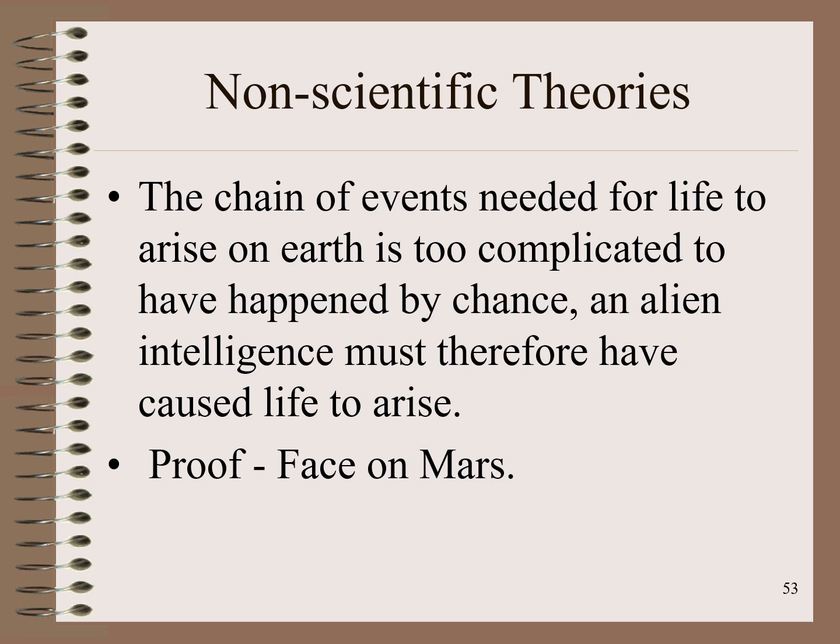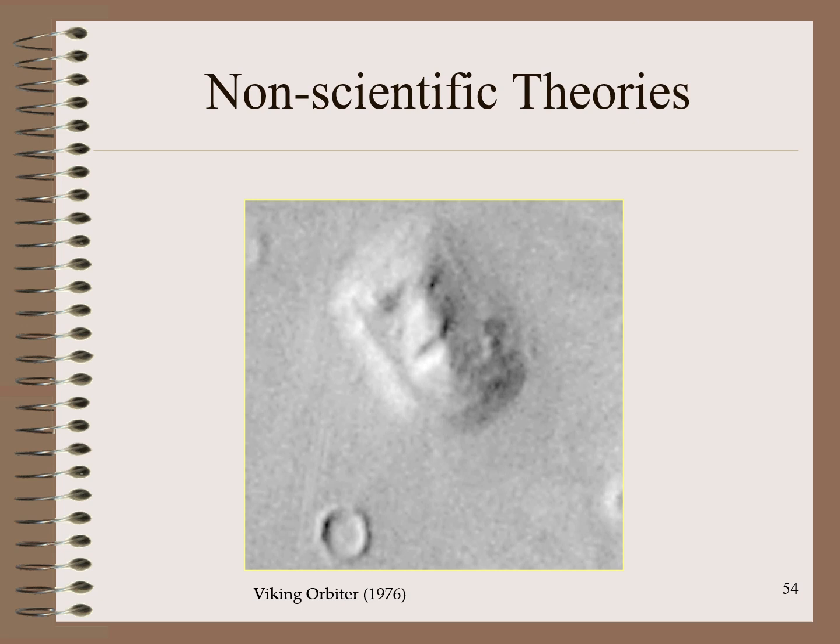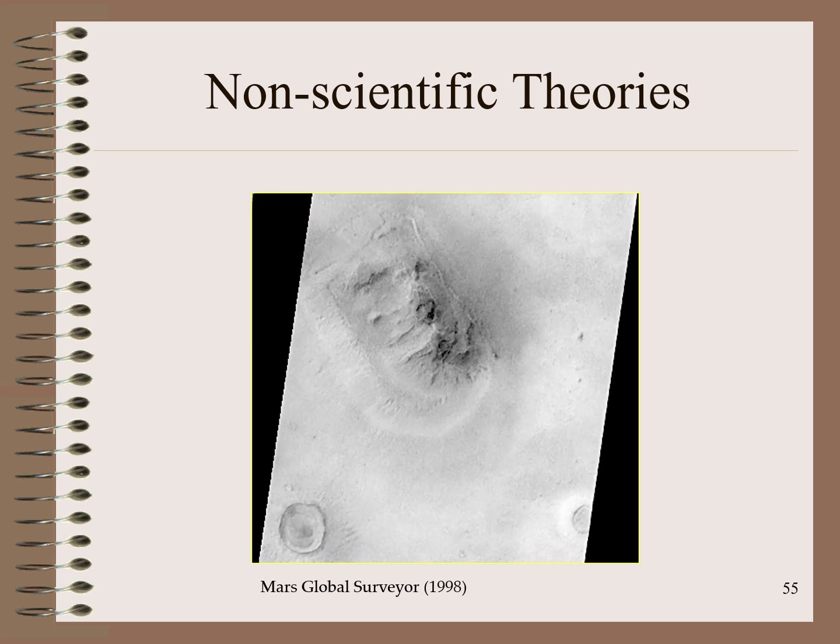This theory proposes that the chain of events needed for life to arise on Earth is too complicated to have happened by chance, and that an alien intelligence must therefore have caused life to arise. The proof for this theory is the face on Mars. The basis for this theory is a picture taken of the Mars surface by the Viking orbiter in 1976. As you can see, this object on the surface of Mars does resemble a face. However, a more recent picture taken by the Mars Global Surveyor in 1998 shows that this is not the case. The proof for the non-scientific theory was just an optical illusion.